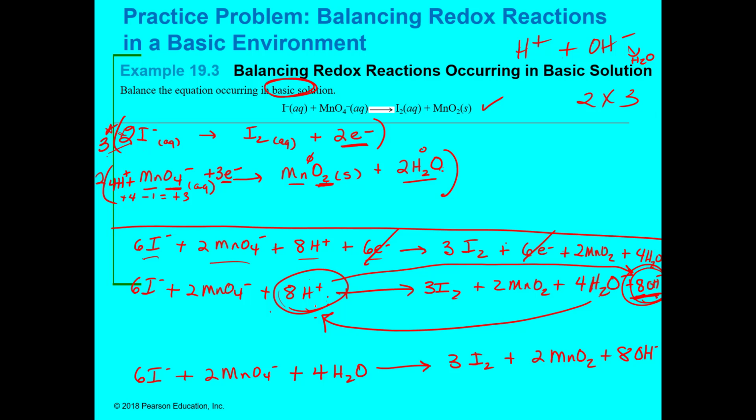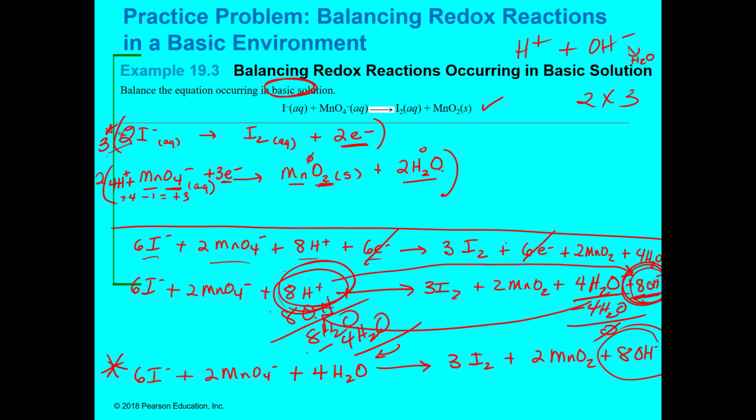And then I moved my waters on the opposite side. Okay, so I showed you why, because I'm adding OHs to both sides, made 8 waters, add 8 OHs over here. I had 4 waters over there, so if I take 4 waters away from both sides, you get it there. But it works like that every time. So you have now done it, and I did that because it's in a what? Base. You can't have free H pluses in a base.